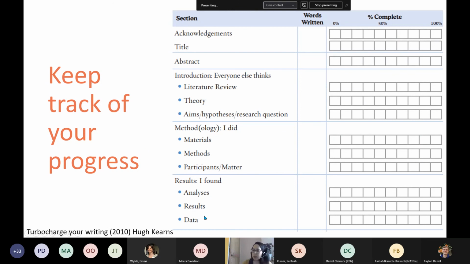So this is one of the resources that is available online from Hugh. So you can go and find that, or you can make your own. I made my own version of this because I like to do a jazzy graph so that I can see the number of words going up. But whatever works for you, that really helps motivate me. If I can see that I'm making progress, then that is really positive for me mentally.